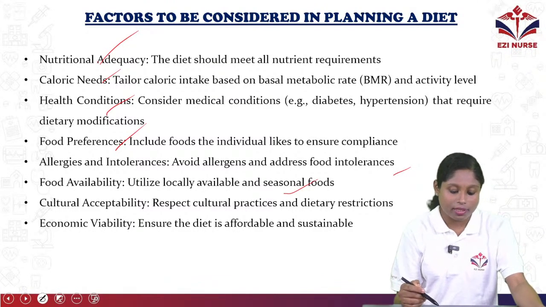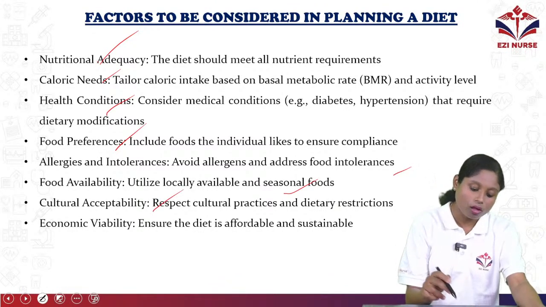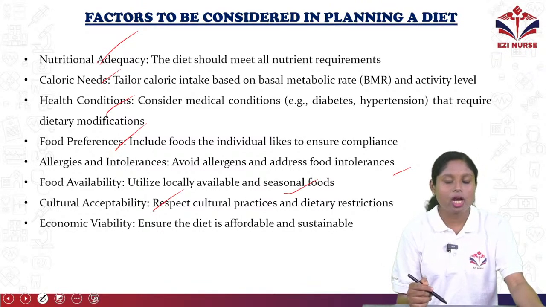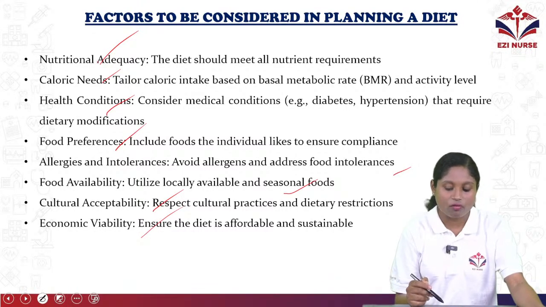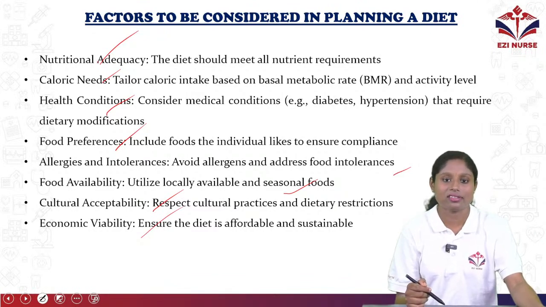Food availability: utilize locally available and seasonal food. So consider using locally available food. Cultural acceptability: respect cultural practices and also dietary restrictions. Economic viability: ensure the diet is affordable and sustainable. So these are the factors to be considered in planning a diet.